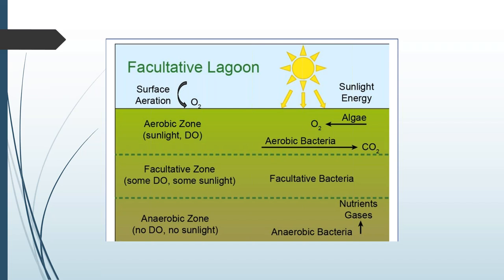So as you see from the diagram, the facultative lagoon has both an anaerobic zone and an aerobic zone, with the anaerobic zone on the bottom, with functions similar to that of an anaerobic lagoon or even similar to that of the conventional septic tank. However, as you approach the surface, you start picking up aerobic bacteria from the sunlight and algae through the process of photosynthesis.